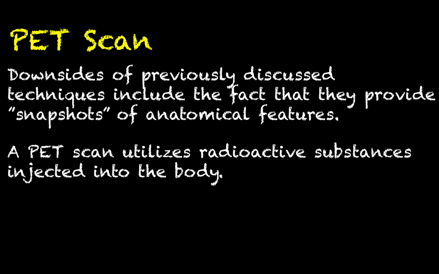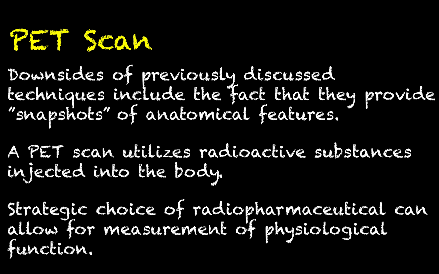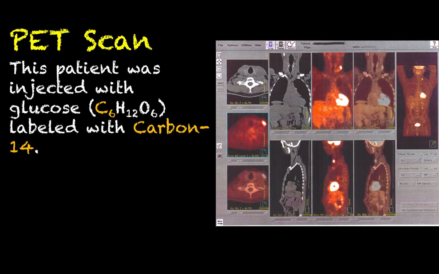So the nice thing about a PET scan is that it utilizes radioactive substances that are injected into the body, and then in real time we can actually look at the distribution of these radioactive substances as they go throughout the body. The idea here is that we can make strategic choices of what kind of radioactive substance, or radiopharmaceutical, and this can actually allow us to measure physiological function in real time.